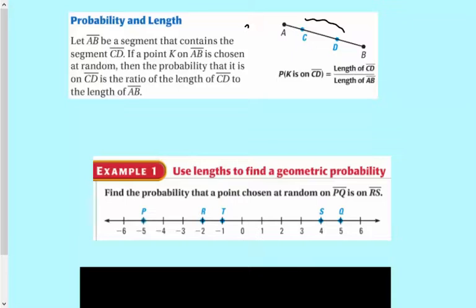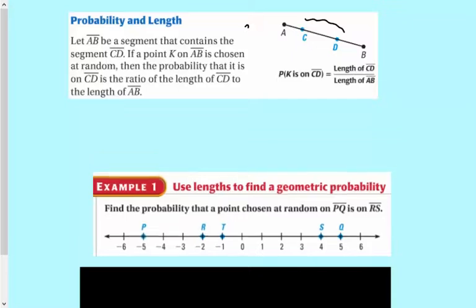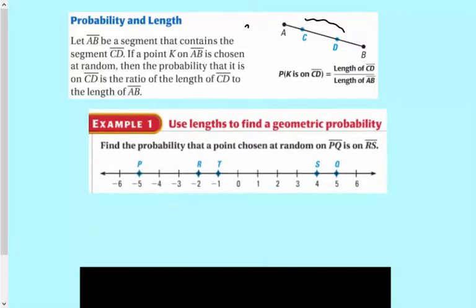So here is a couple examples. Find the probability that a point chosen at random on PQ is on RS. So the segment that we're talking about is from P to Q. That's the entire segment. And then we want to know what is the chance that it lands on RS there. It looks based off this picture that it should be highly likely, somewhere between 50 and 100. Not 100, but not 50, so maybe around 75.